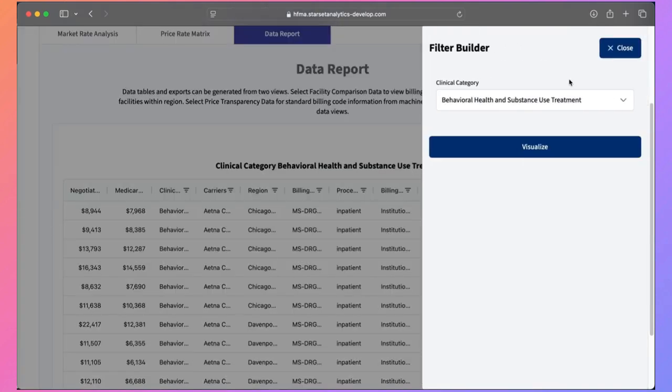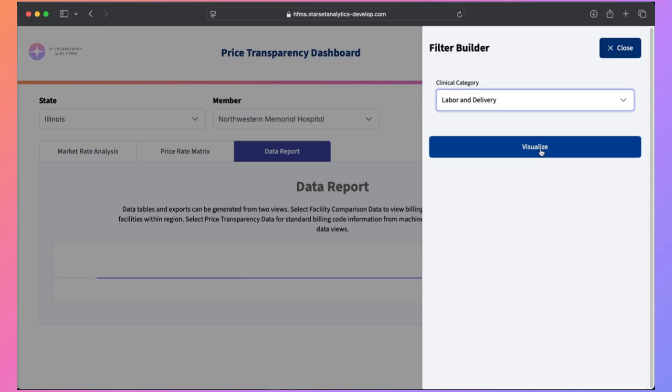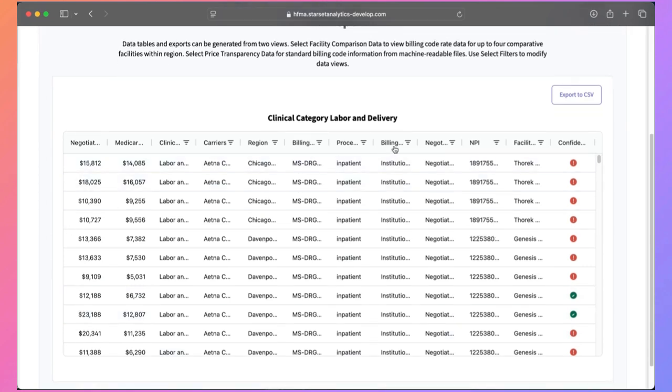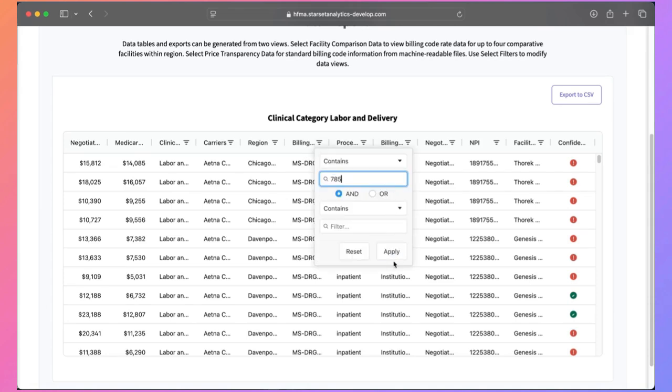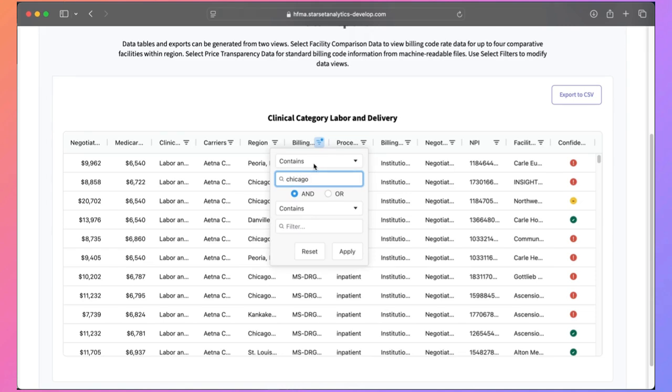Going again to set filters, I can look at any clinical category. Here, if I look at labor and delivery, and click Visualize, I now have all codes, including the negotiated rates from the plan for labor and delivery codes. If I wanted to look at a specific code for a C-section, I could go to the billing code, put in a filter, contains 785, apply, and now I'm looking at all MSDRG 785 rates. I can further just do this again to just Chicago MSA, and now I just have Chicago.